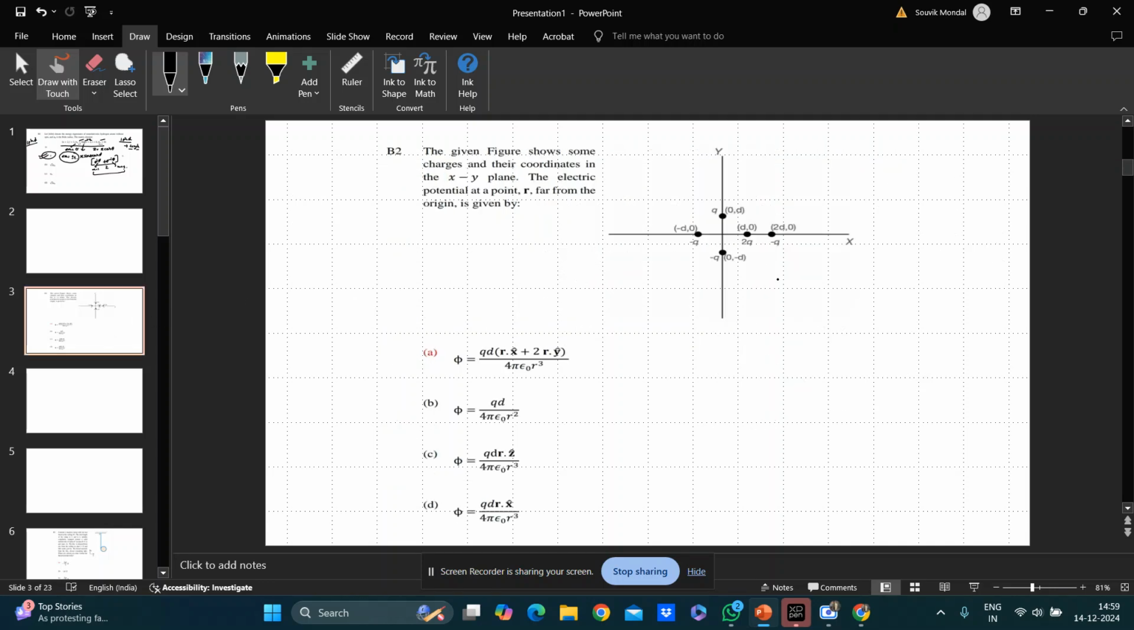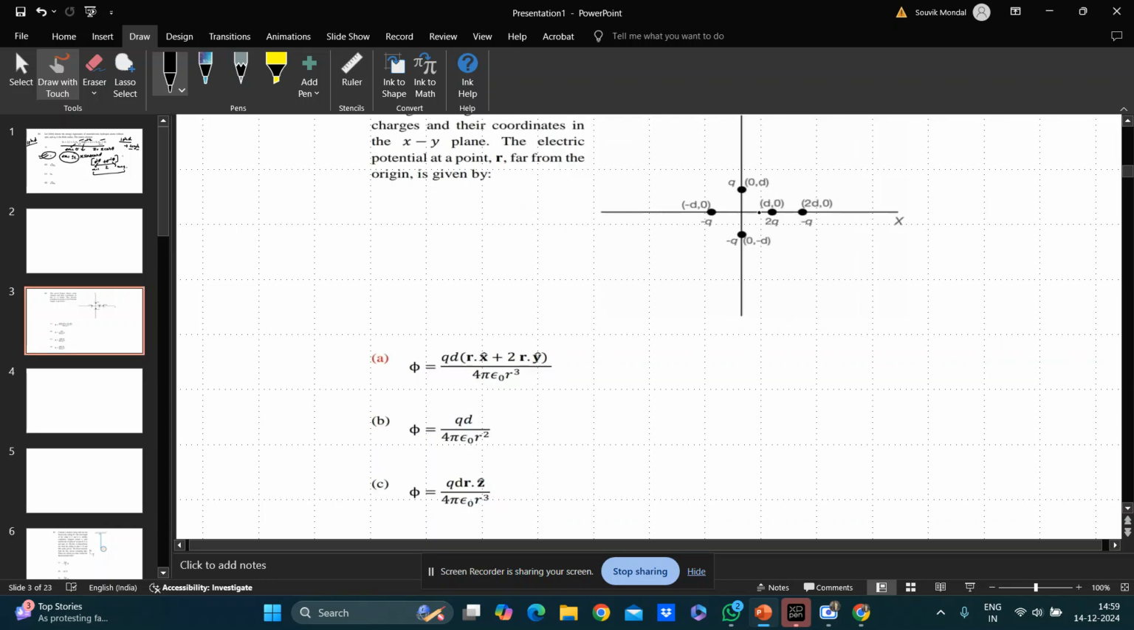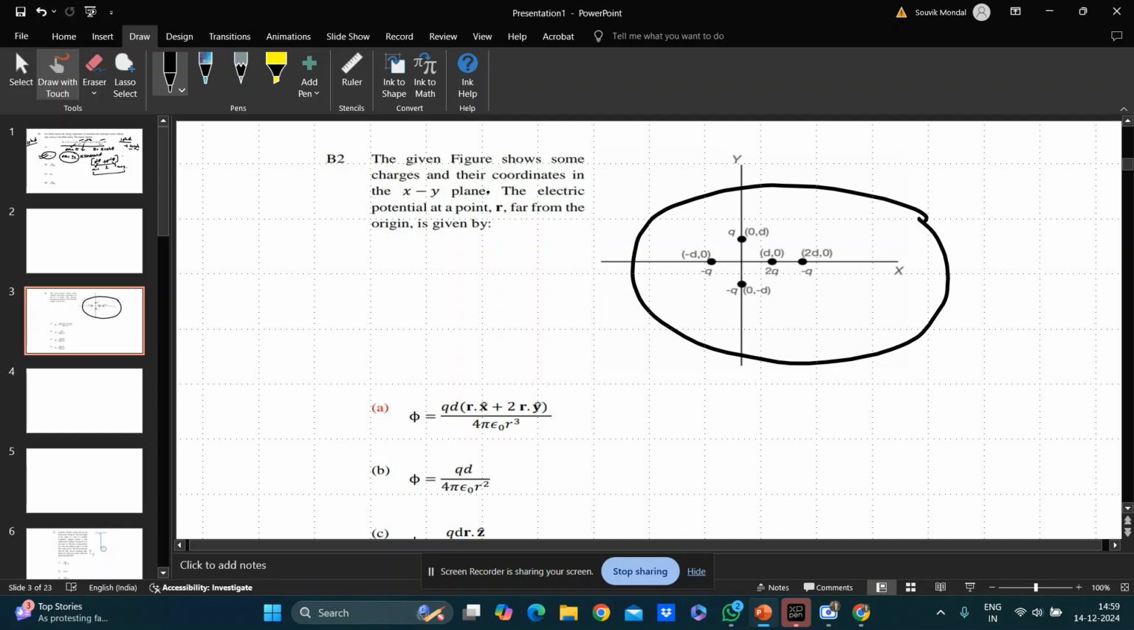Okay, now this problem is doable for IPhD students. This is an easy problem for IPhD students also. I will zoom in a little bit. So here is the configuration. You can pause the video and look at the configuration easily. The question says that the given figure shows some charges and their coordinates in the xy plane. You have to find the electric potential.